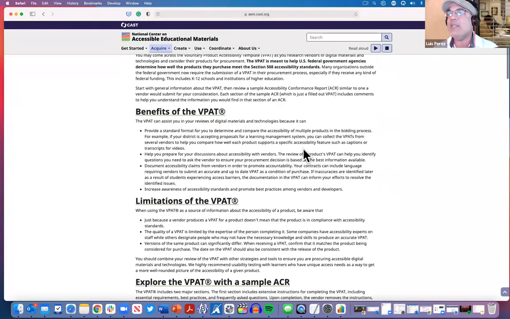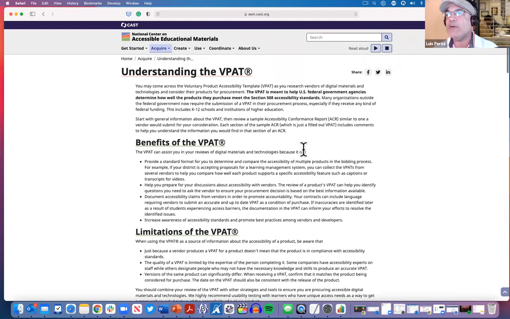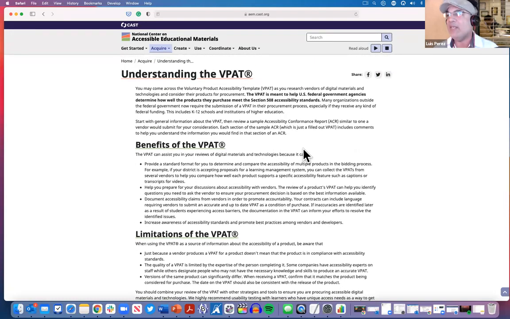So the VPAT has limitations, but it can be helpful if you're comparing a number of products to have a standard format, right? That you can look across these different VPATs and make some comparisons. But again, it's just one way to document accessibility. So let me stop there, see if there are any questions about those three resources. So again, as we look at procurement, and as Deb said, instead of purchasing fast, purchasing smart, then we can use some of these resources.